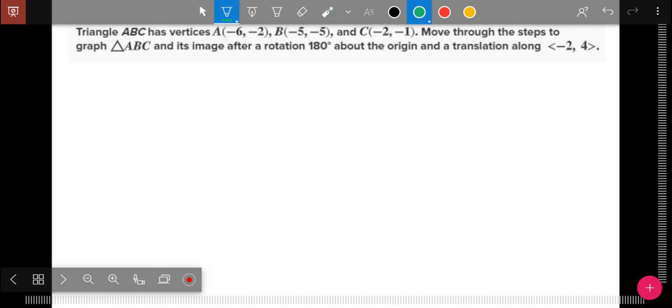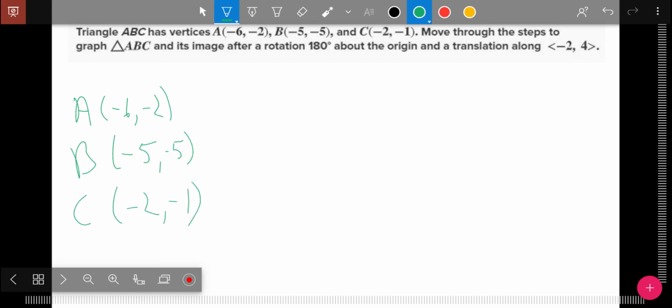Same kind of problem. A is (-6, -2). B is (-5, -5). And C is (-2, -1). Now, new things here. I'm doing a rotation of 180 and a translation along (-2, -4). I have to remember the rule here for rotation 180: (x, y) becomes (opposite x, opposite y).